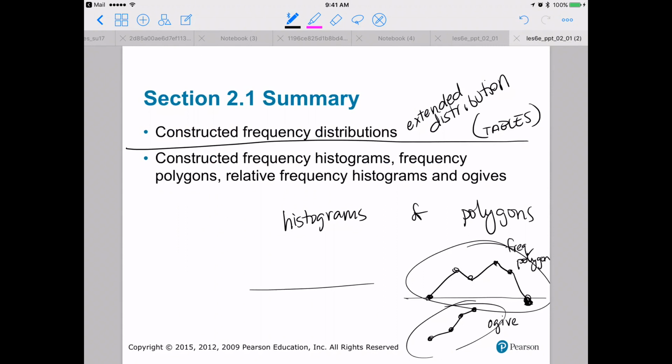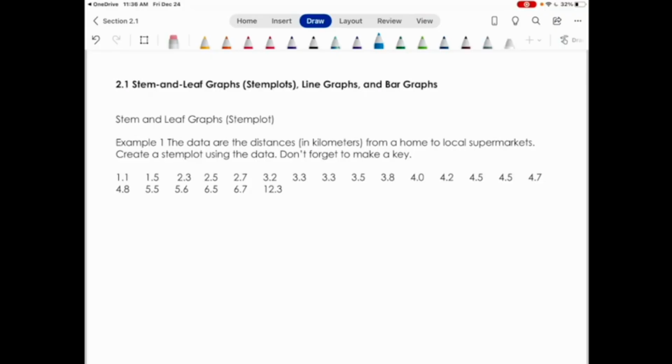Okay, and you've got your histograms, which are your bars. Okay. We're going to start talking about stem and leaf graphs first. And when you have a stem and leaf plot, each number in your data set is going to be separated into a stem and a leaf. The leaf is going to be the last digit in your number, and the stem is going to be everything else to the left of that last digit.